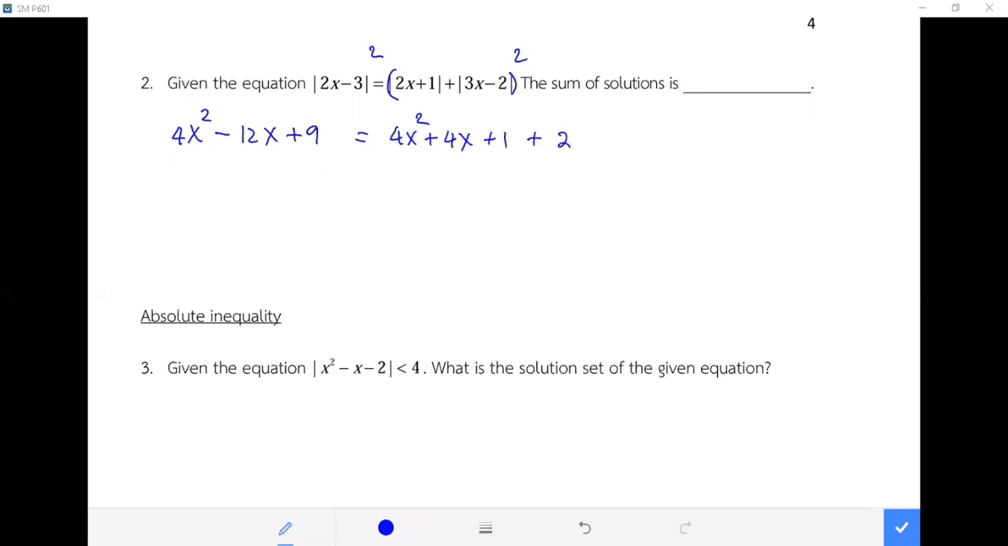Front square, plus 2 times front times back, is 2 times 2x plus 1 times 3x minus 2 inside the absolute, and then plus the back square, 9x squared, minus 2 times the front and back is 12x, and then plus the back square 4. Okay, and then now you look at something like this, like 4x squared and 4x squared. Okay, cancel them. Negative 12x, this negative 12x, cancel them.